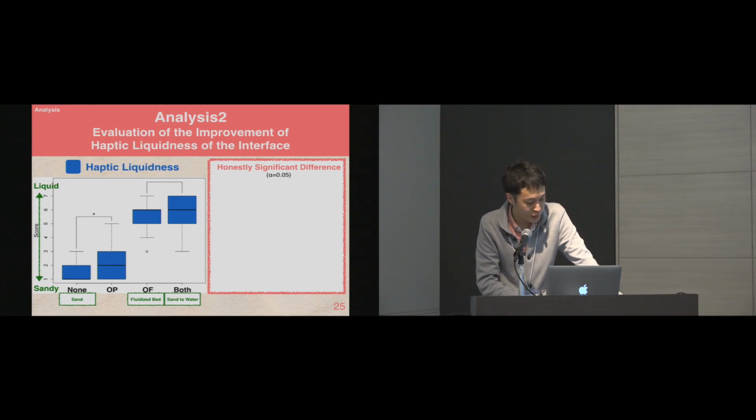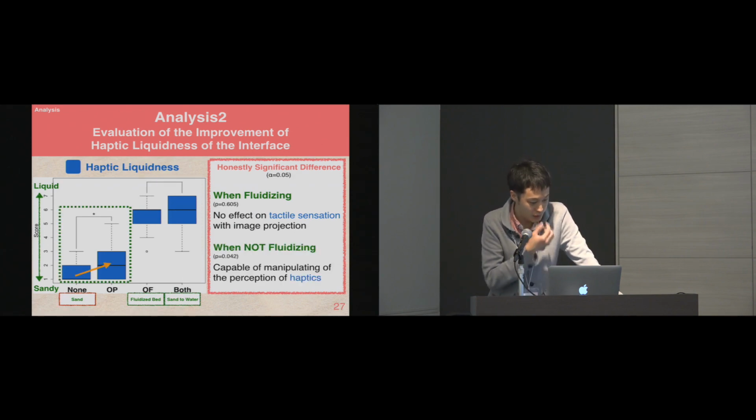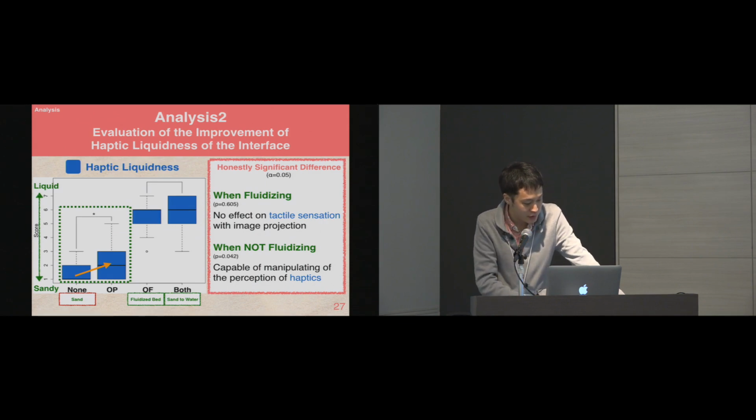In order to show whether it improves haptic liquidness of the interface, we conducted the honestly significant difference test for haptic liquidness for each condition. When fluidizing, image projection could not influence haptic liquidness. However, when not fluidizing it, the difference whether projecting the image or not is shown significantly. This result implies image projection has potential to add haptic liquidness to the fluidized bed interface.